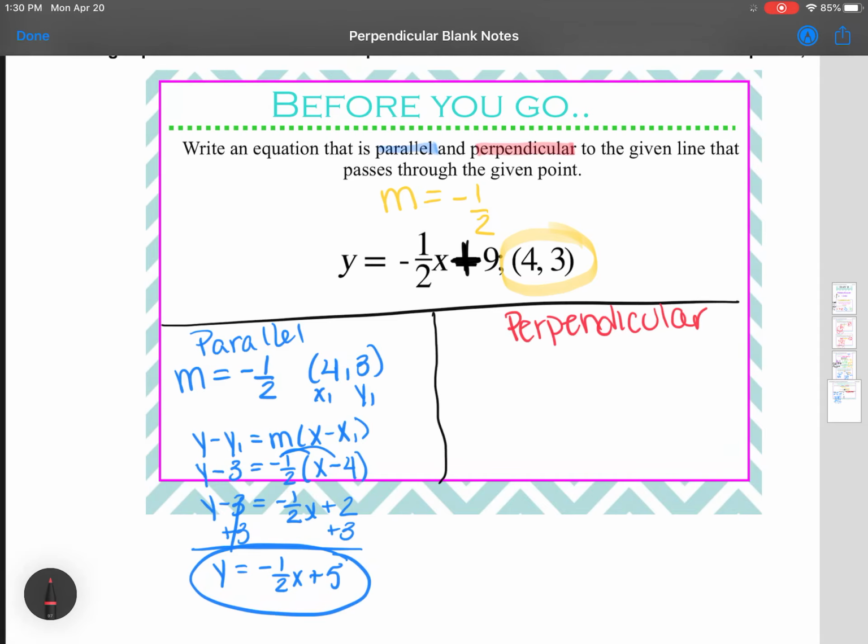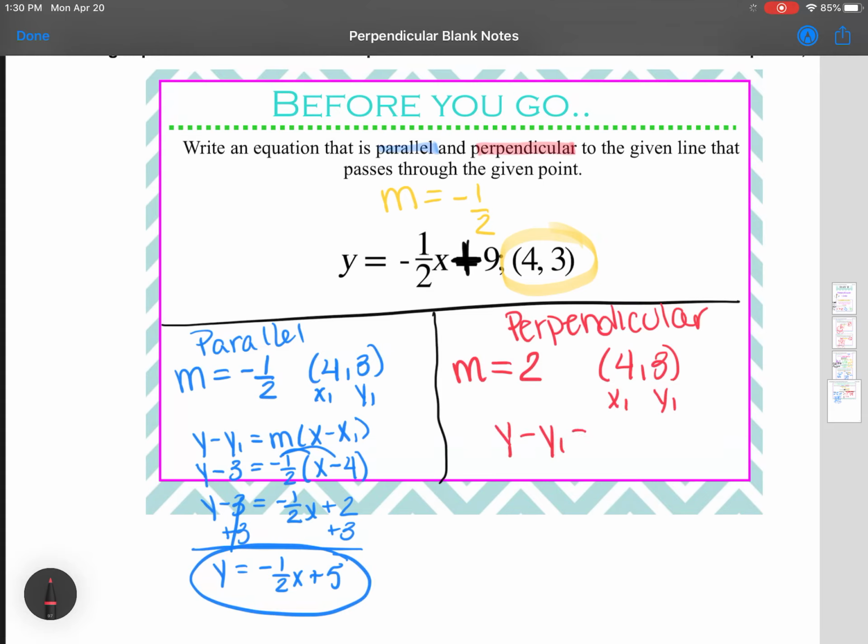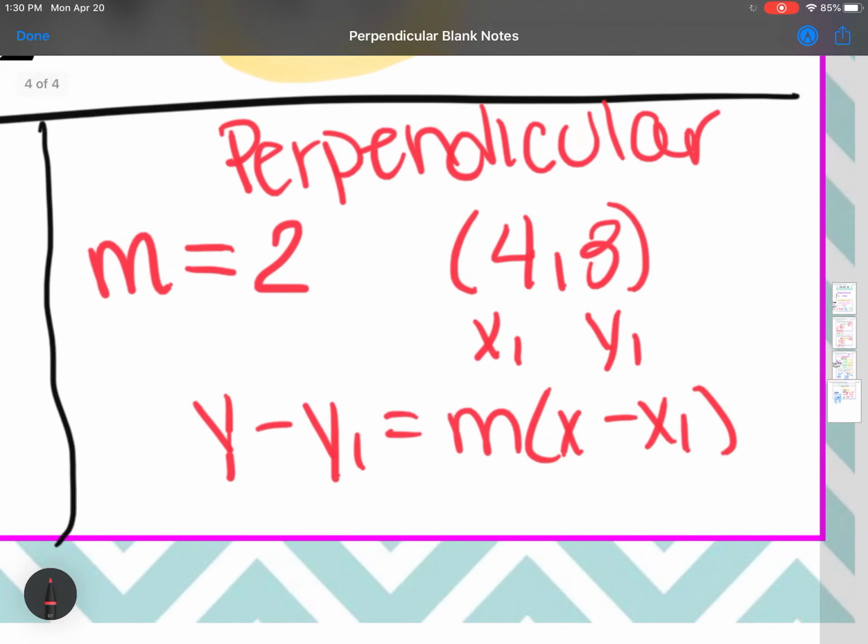All right, now I'm going to write the equation that is perpendicular to this line. So the slope of my perpendicular has to be negative. So now it's going to be positive. And then the reciprocal. 1/2, the reciprocal of 1/2 is 2. Positive 2. Now I still have my 4, 3 is my point. So I have x1 and y1. I'm going to write out my point slope for them. And then I'm going to zoom in. Plug everything in. So y minus 3 equals 2 times x minus 4.